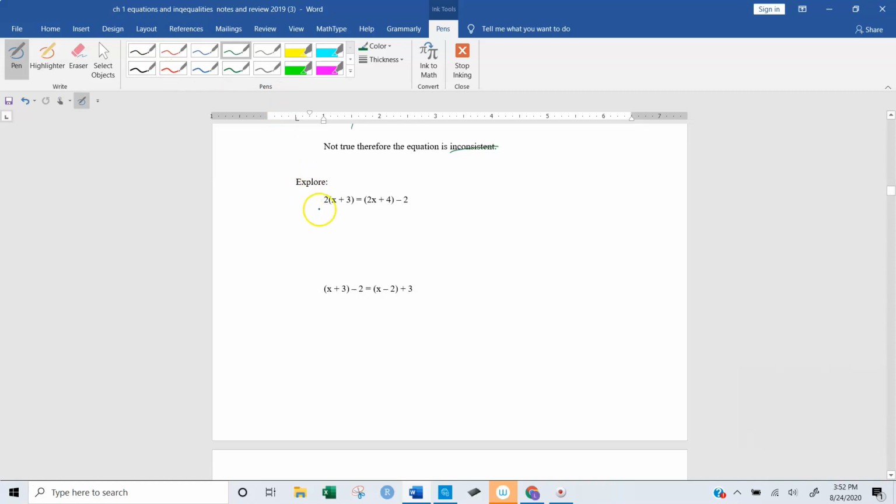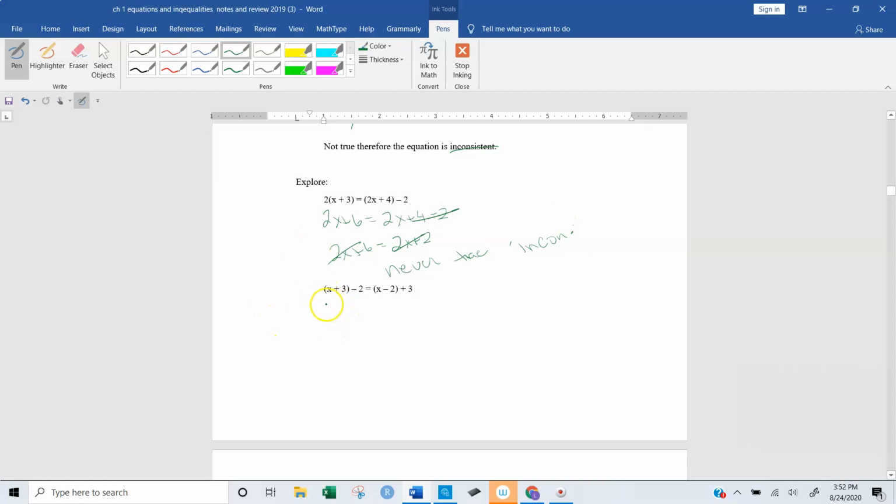Okay, you should have distributed your 2 and had 2x plus 6 equals 2x plus 4 minus 2. Well, this becomes 2x plus 2 over here. There is no way that 2x plus 6 will ever equal 2x plus 2. 6 cannot equal 2. This is never true. So this one is inconsistent.